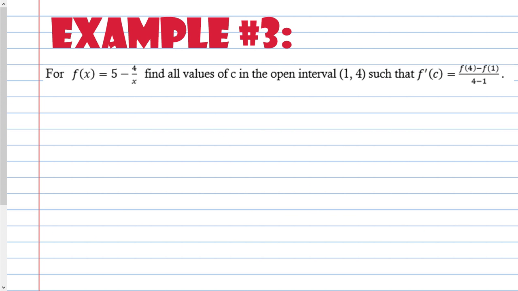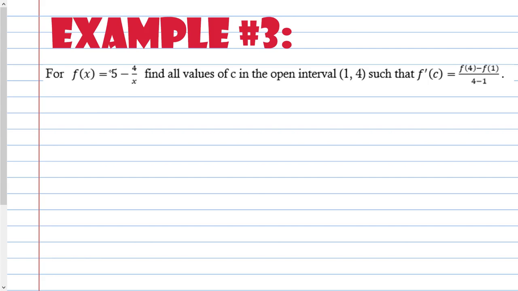All right, example 3. Here I have a function. Find all the values of C in the open interval from 1 to 4 such that the derivative at that point, C, is equal to the slope of the secant. So basically, figure out what my x value is that makes the slope of the secant equal to the slope of the tangent.